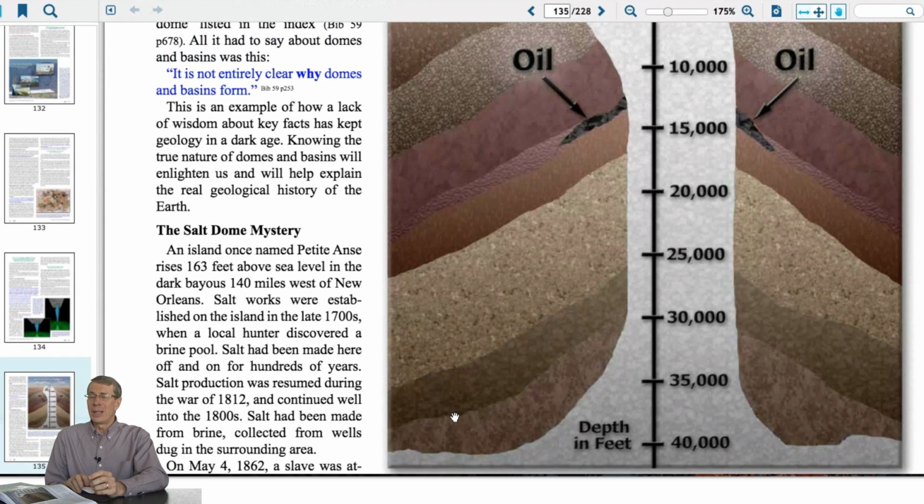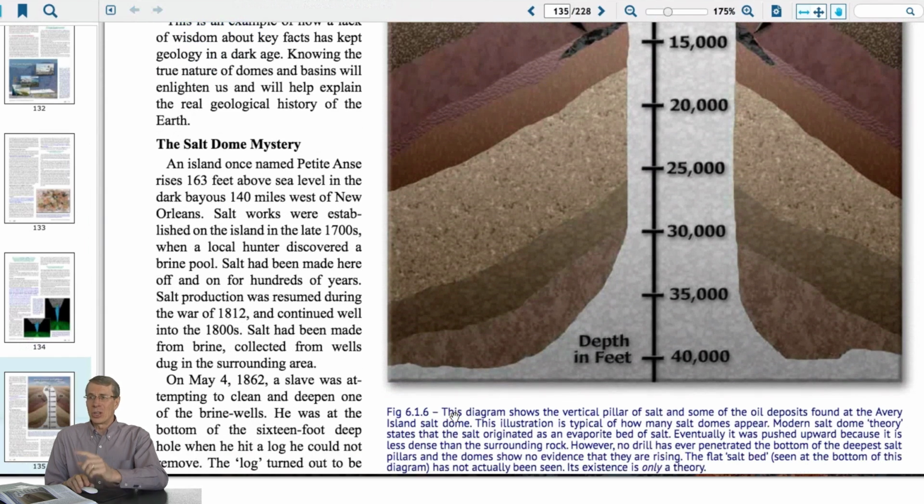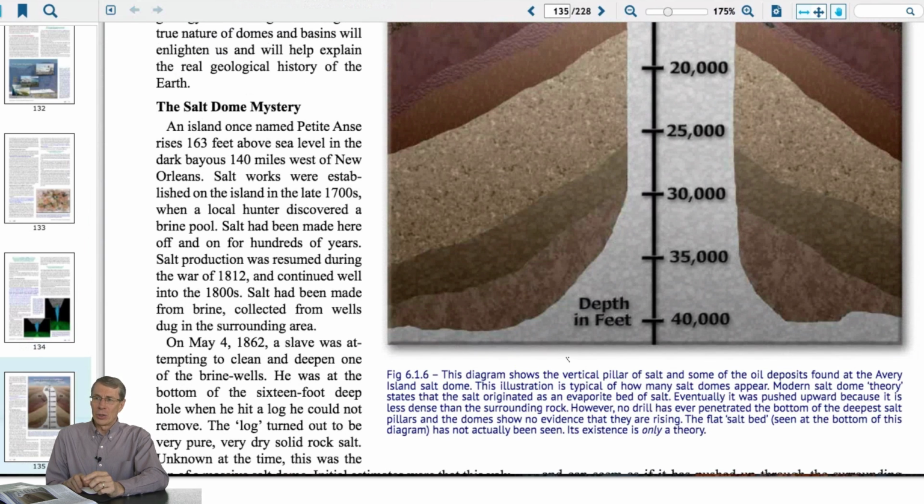It's all made in the same process. But these salt domes, what's going on down here at the bottom, this is a theoretical thing. They thought the salt comes from evaporation. And that's the problem, the salt domes are not coming from evaporation. They're actually coming from microbes out of an entirely different process.